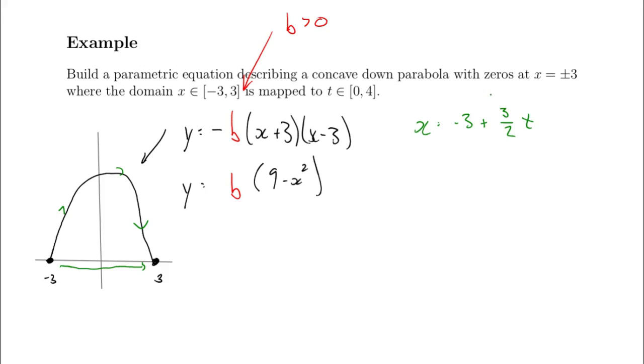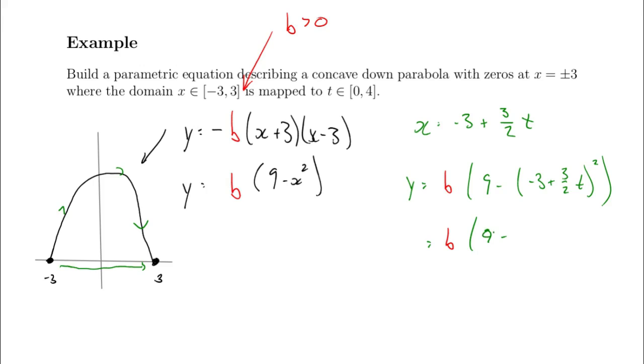Cool. Now I've got a function that defines x. I can go ahead and just evaluate this inside of y, and that'll give me y equals b times (9 minus x squared). So maybe I'll say this is negative 3 plus 3/2 t, squared. I can multiply all this out, and we'll see what we get. But this is my function for y.